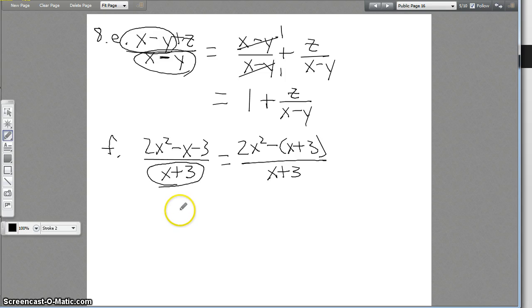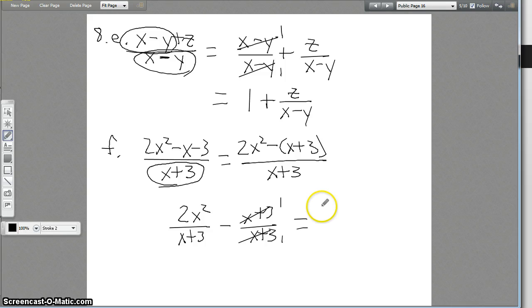So now we can break this up into 2 fractions. 2x² over x + 3 minus (x + 3) over x + 3. Well, this second fraction simplifies to 1. So we have 2x² over x + 3 minus 1. And that is writing the answer as the difference of a fraction and an integer. So at this point, you should stop the video and work number 14. When you finish number 14, come back to the video to see how the last problem works.